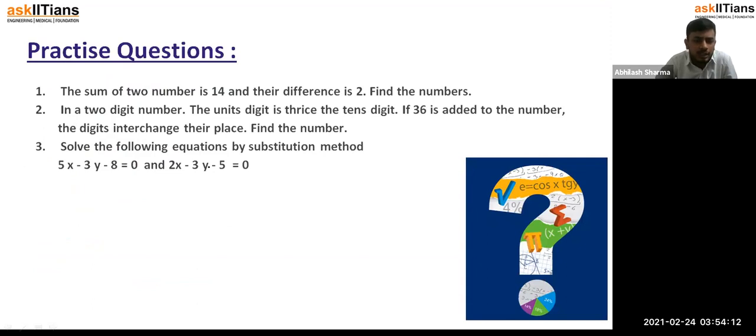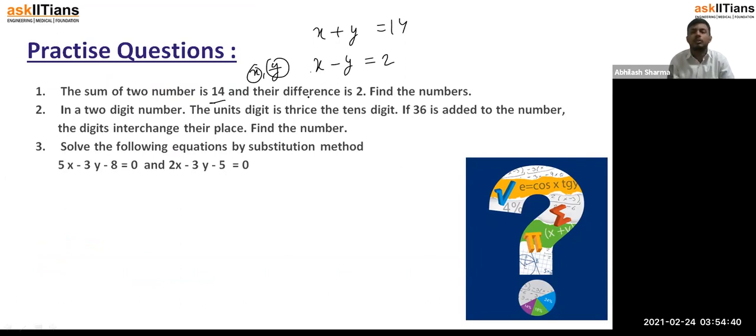Now let us have a look at some of these practice questions. The sum of two numbers is 14, and the difference is 2. Find the numbers. So let us say the numbers are x and y, and let us say x is the greater number, y is the smaller number. Then the sum is given to be 14, and since x is greater, the difference is 2. So how can we solve these equations?